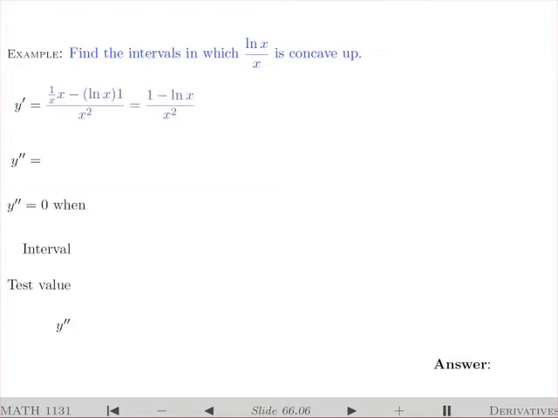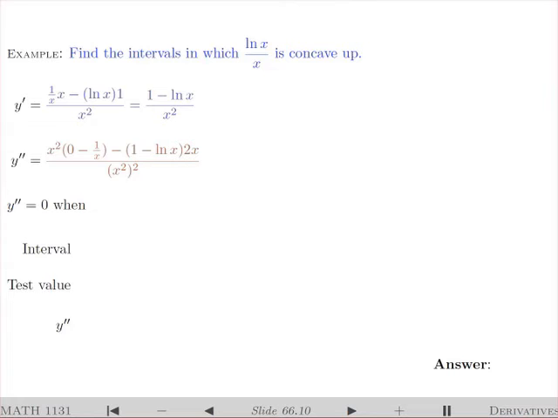I'm going to use the quotient rule again to differentiate. So I have the derivative of 1 minus ln x, that's 0 minus 1 over x, times x squared, minus 1 minus ln x times 2x, the derivative of x squared, divided by x squared quantity squared. I'm going to simplify this in order to do this sign chart.